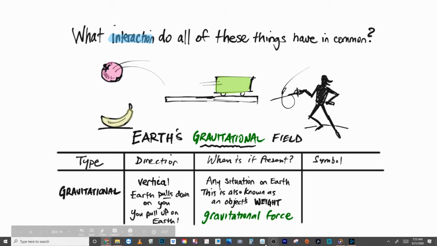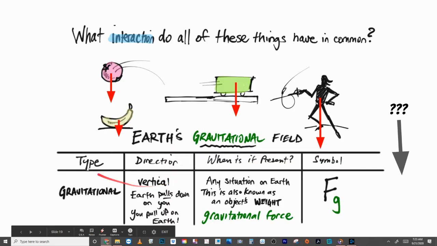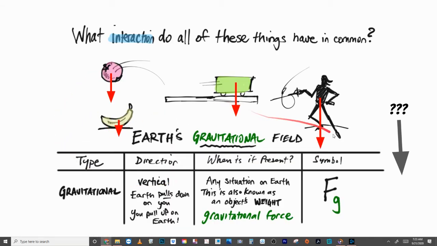When is it present? Pretty much all the time. All of our situations are usually on Earth, and so we'll have this gravitational force. This is also known as the object's weight. It has a special symbol, big F with a little g. All right. So what about the equation? Like I said, don't worry about that, right? We're going to worry about that later. Actually, within the next week or 2, we'll figure out the equation for weight. Maybe within this week.